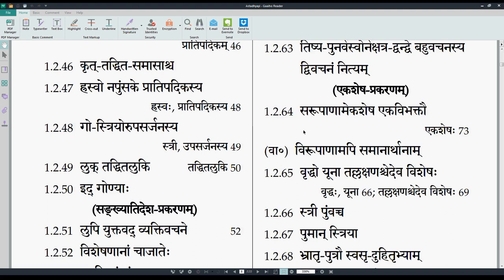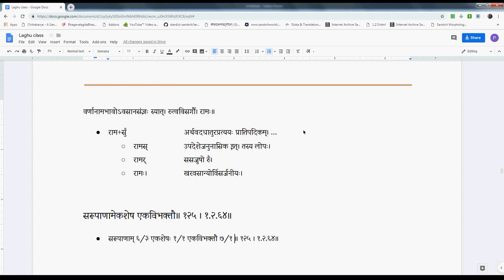Similarly here, Ramascha Ramascha. Our thinking of samasa is that there are two Ramas, Ramascha Ramascha, and how do you get Ramau? Rama Ramau is our thinking with Itaretara Dvandva. But what does Ekashesha say? Sarupanam Ekasheshe Ekavibhaktau, in one vibhakti.